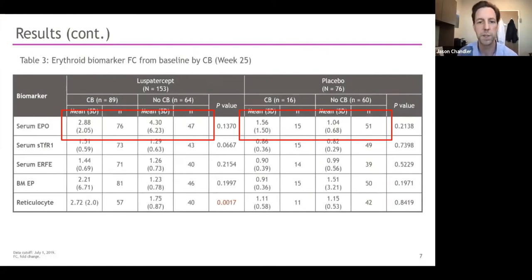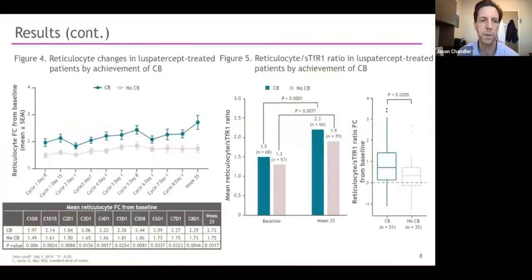And then on the right is placebo. So it's kind of the same information, but looking at the responders, how they're different than the non-responders in the Luspatercept group. Same picture here. The two lines you see, the top one is the one that had clinical benefit, their reticulocyte count, and the bottom one is the ones that didn't. So basically, all this information is showing the mechanism of action and why Luspatercept seems to work in this population.